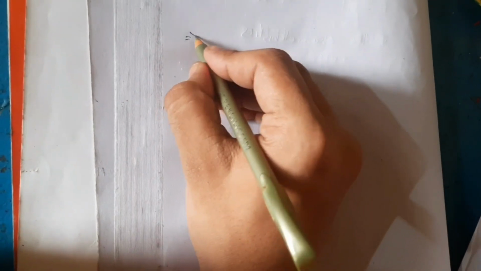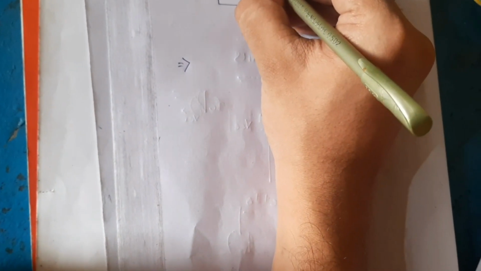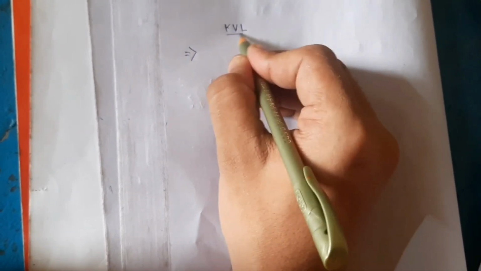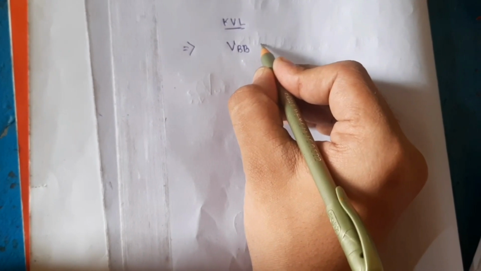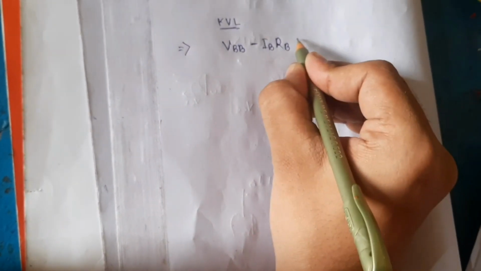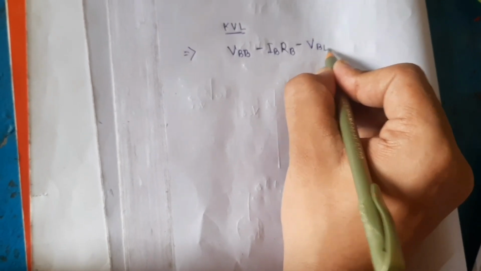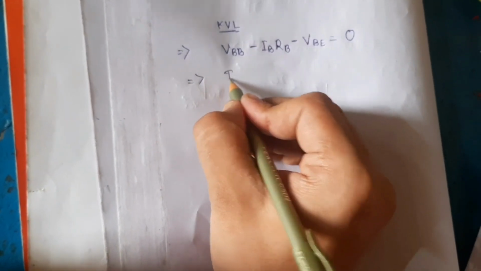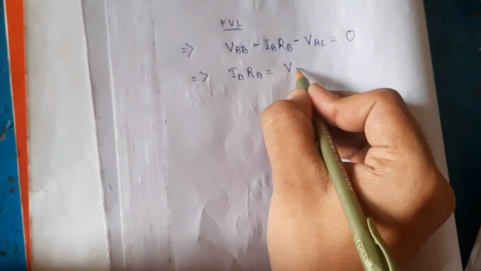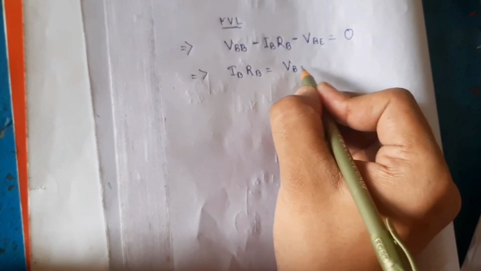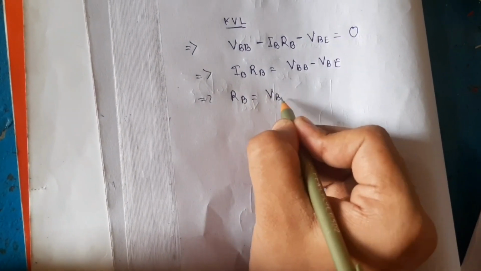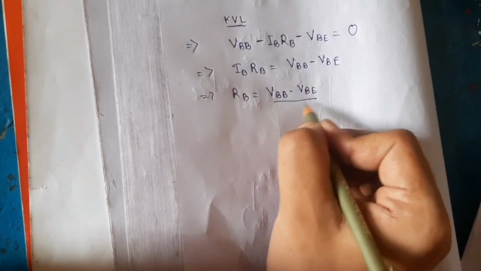Now we apply Kirchhoff's law. Here we also use a resistor which is RB. Now we apply Kirchhoff's voltage law, KVL: VBB minus IB RB minus VBE is equal to 0. It means IB RB is equal to VBB minus VBE. RB is equal to (VBB minus VBE) divided by IB.